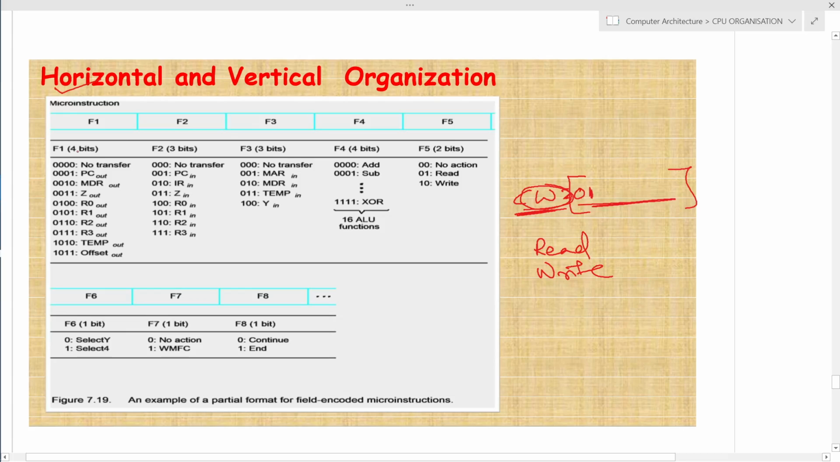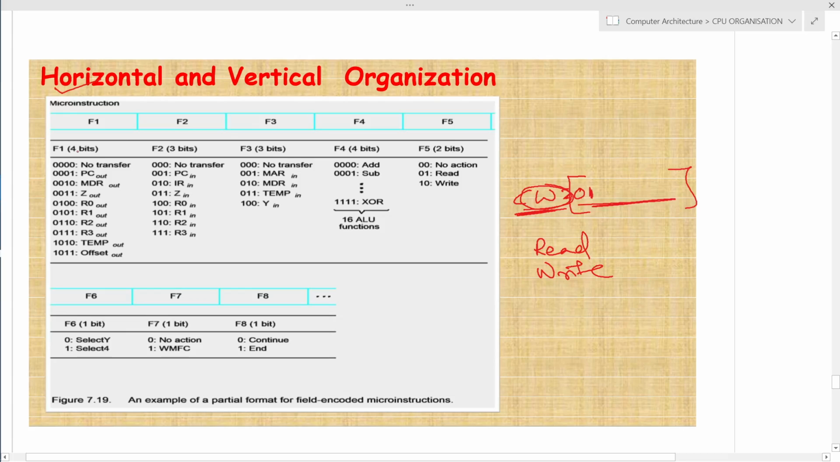And these are for ALU operation, represented through 4 bits, and this is for read and write, represented through 2 bits, and these are the select Y. When we select 4, in step number 1 we have to set that bit to 1, and when we have to select 0, that will be 0. And for memory operation, that is through the 7th group, and the 8th group is for increasing the timing signal from T0 to T1.